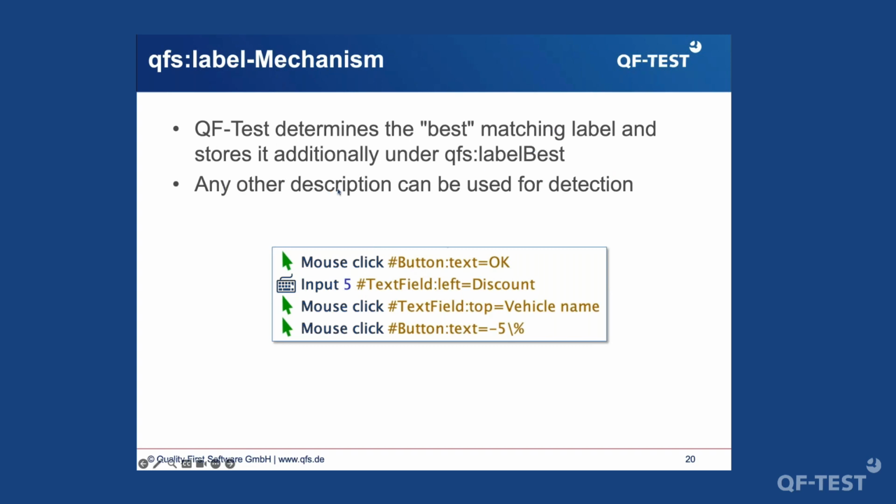and we can use any other description necessary on the component. So if we look to the samples here, the basic one would be down here, like we have, for example, a button, and the button has a text minus 5% on it. The percent is escaped here by the backslash because it's a special character. So there's no special syntax in here. So this would be the default one.